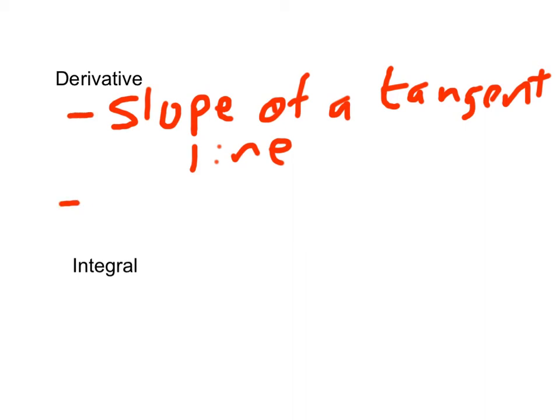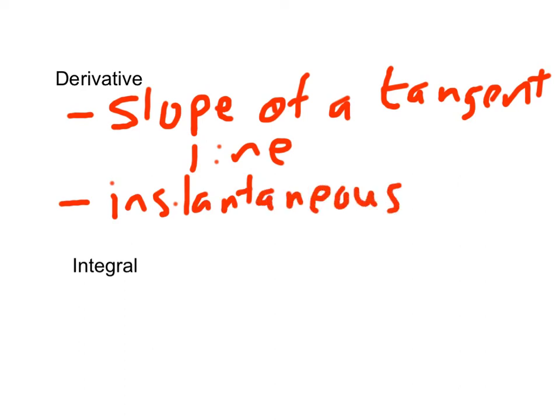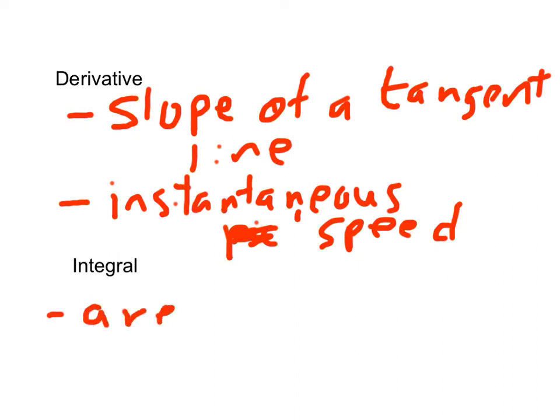The second definition of a derivative is instantaneous speed. The idea of taking a picture of a moving object and calculating its speed. A very, very difficult concept if you stop and think about trying to calculate the speed of a still photo. Okay, for the integral, what you need to know is that the integral always measures the area under a curve.